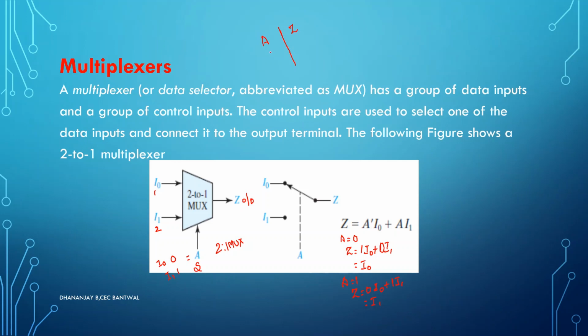Which means you can write the truth table for the multiplexer with A and Z. If A is 0, your output is I0. If it is 1, your output is I1. This is the simplest of the multiplexers.